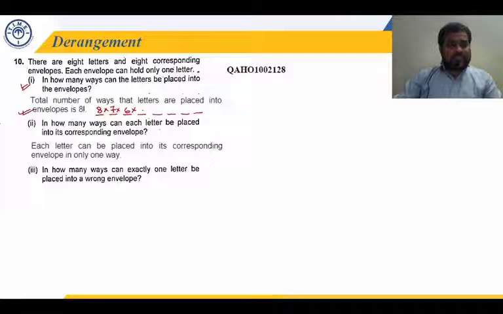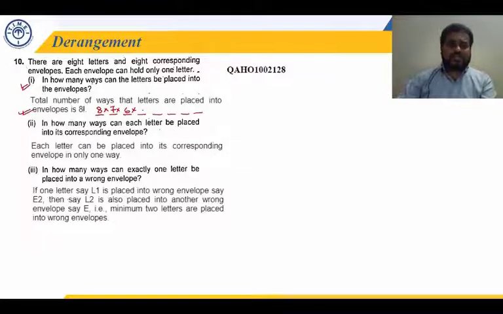So, in how many ways, third part, can exactly one letter be placed into a wrong envelope? So here you have to place exactly one letter into a wrong envelope. Okay. As we will see, this is not possible. Why not possible? Let's consider an example.